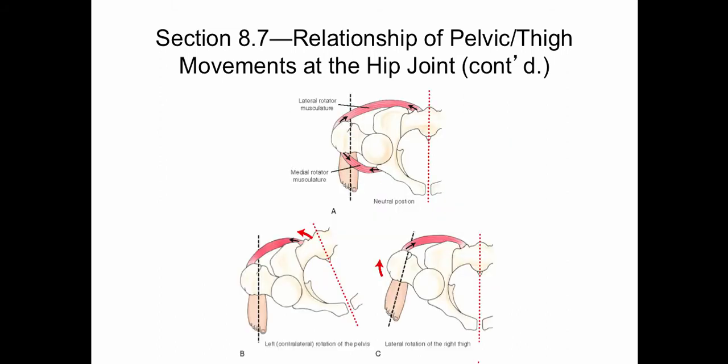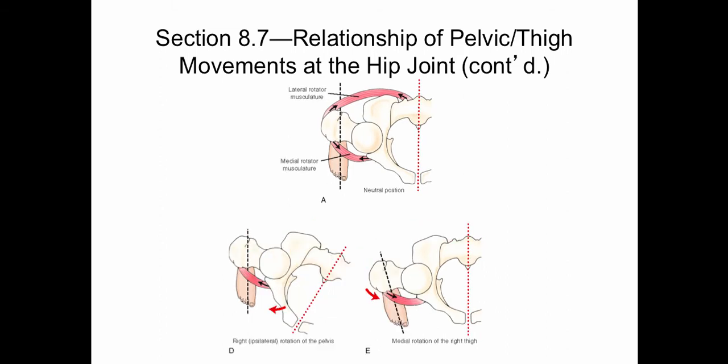Pelvic thigh movement in the transverse plane results from the action of posterior and anterior groups of muscles. The posterior group is often called the lateral rotators of the hip, and these perform lateral rotation of the thigh at the hip joint as well as contralateral rotation of the pelvis at the hip joint. The anterior group is often called the medial rotators of the hip joint. These medial rotators perform ipsilateral rotation of the pelvis at the hip joint and medial rotation of the thigh at the hip joint.